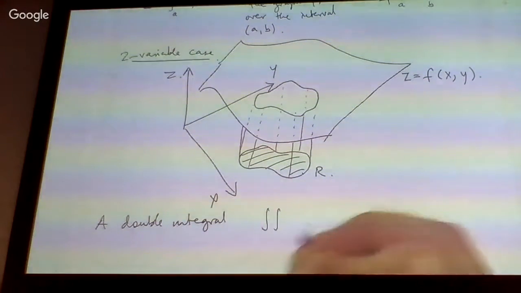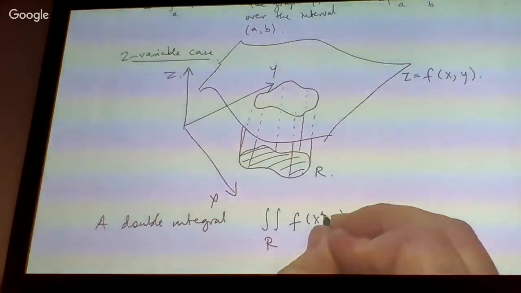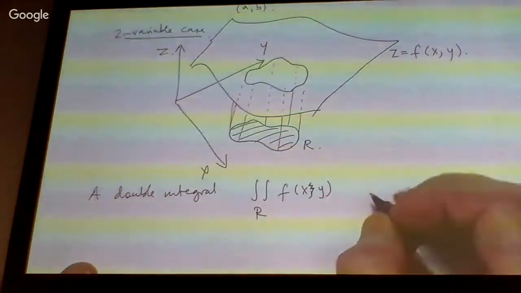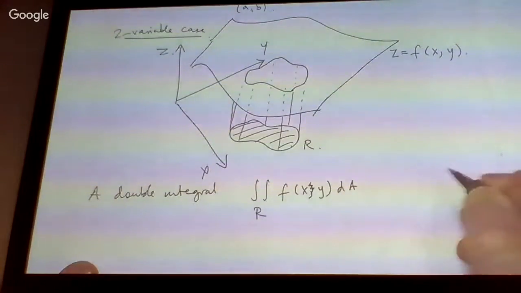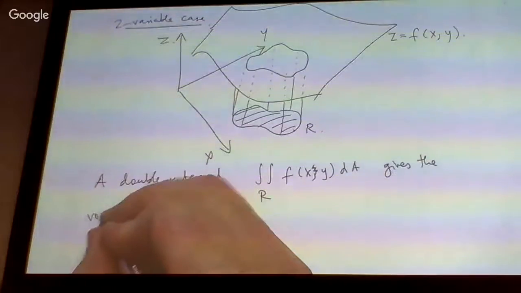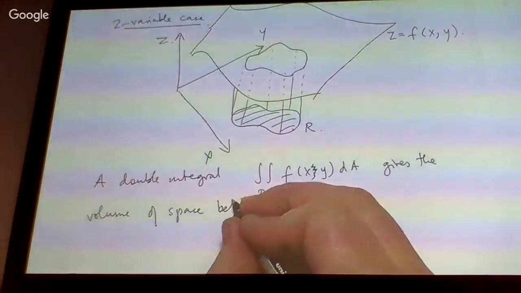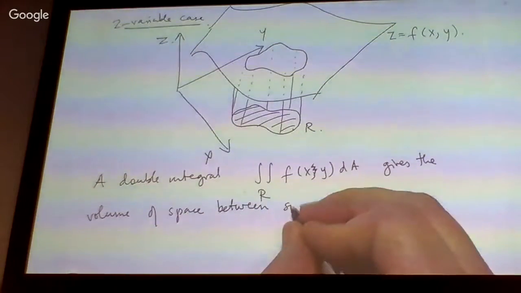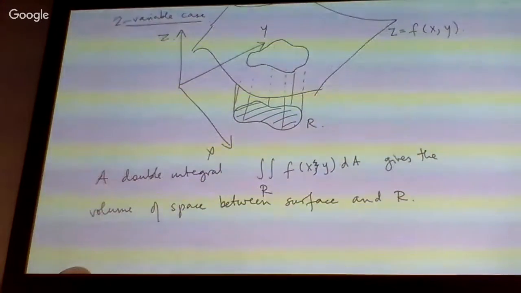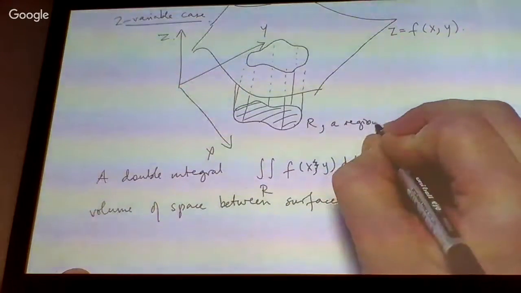So a double integral, which is written like this, gives the volume of space between the surface and R, this region of the plane. R is a region of the xy plane.